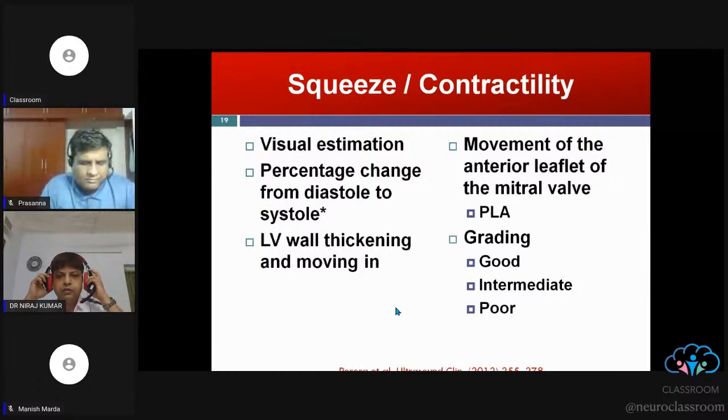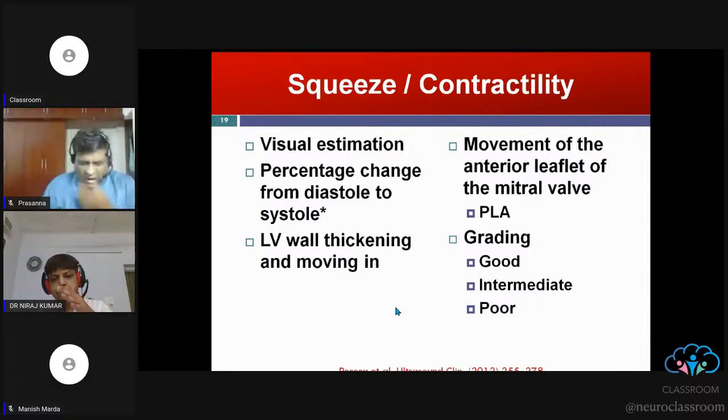Now, the second part of the pump is to assess the contractility or the squeezing power of the left ventricle. Remember, in the RUSH protocol, we are just using visual estimation, that is the eyeballing method, because we have to perform this in a quick manner. So this is the visual estimation of the contractility of the heart. And we are seeing what is the percentage change in chamber size from diastole to systole.